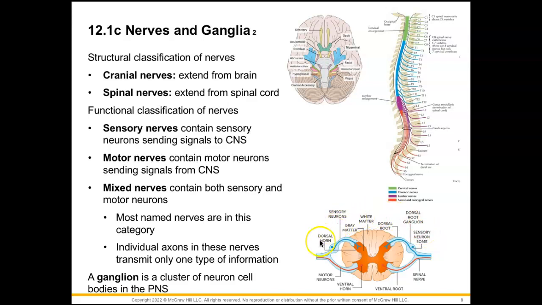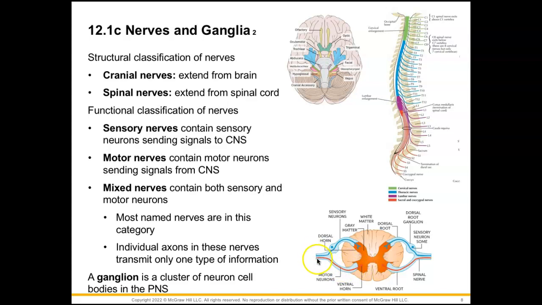So if you look at this cross-section of the spinal cord here and these nerves extending out from the spinal cord, we'll talk about each of these functional classifications. So in blue, we are going to have our sensory nerve, and these contain sensory neurons sending signals to the CNS. So really this information is moving into the spinal cord here. Our motor nerves are going to contain motor neurons, which are sending signals from our central nervous system out.